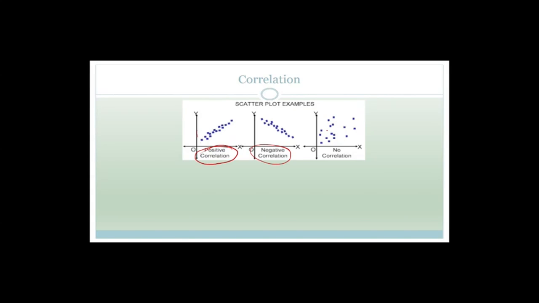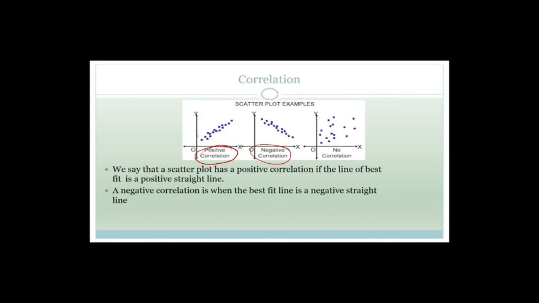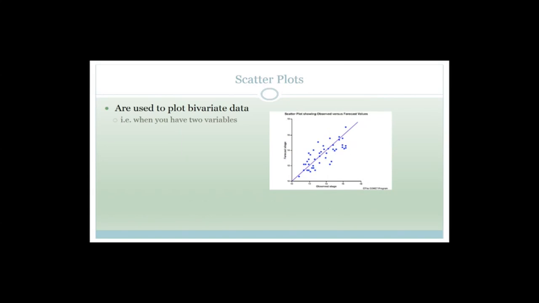And if the dots are everywhere, you can't possibly see where there is any possibility of a straight line, we say there's no correlation. Okay, pretty obvious, right? So like I said, we say the scatter plot has a positive correlation if the line of best fit is a positive straight line, negative correlation if the line of best fit is a negative straight line, and no correlation. So scatter plots are used to plot bivariate data. That's a very big word for saying we've got two variables. So for example, y equals mx plus c is an equation that fits data that might have started off as a scatter plot.